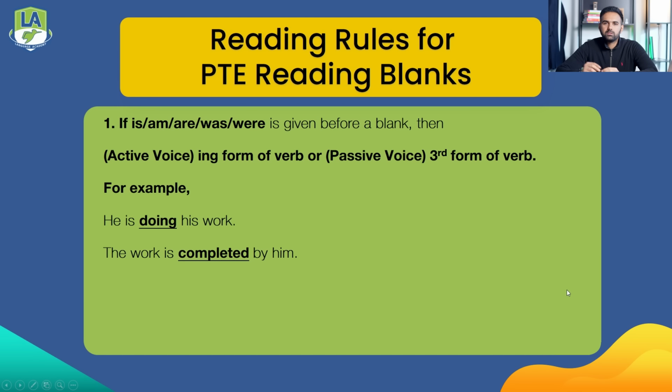Now let's move on to the rules, and I really want you to take these down, please. Very first rule, remember this thing. If there is a blank before words like is, am, are, was, were, either it will be the ing form of the verb or the ed form of the verb. If it's active voice, meaning the subject is in the beginning, it will be the ing form. If it's passive voice, meaning the object is in the beginning and the subject is at the end, it will be the ed form of the verb. Please note this down. Any blank after is, am, are, was, were, either ing form or ed form of the verb. This is rule number 1.